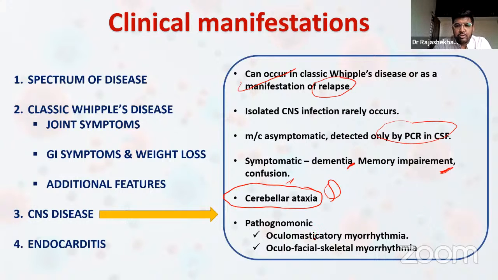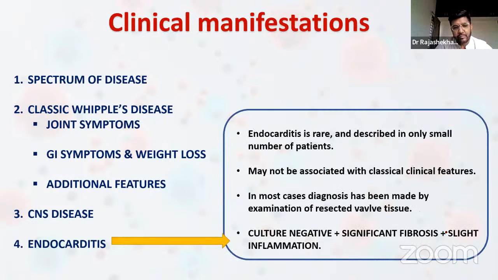There are some neurological pathognomonic signs of Whipple's disease. One is the oculomasticatory myorhythmia or the oculofacioskeletal myorhythmia. It is basically the skull structures going into myorhythmia or myoclonus. If you Google or go to YouTube, you can see videos of this oculomasticatory myorhythmia going on in a patient with Whipple's. So this can be a pathognomonic feature. Although these are very rare features, they are pathognomonic. If you see this in a patient, you need to suspect Whipple's.